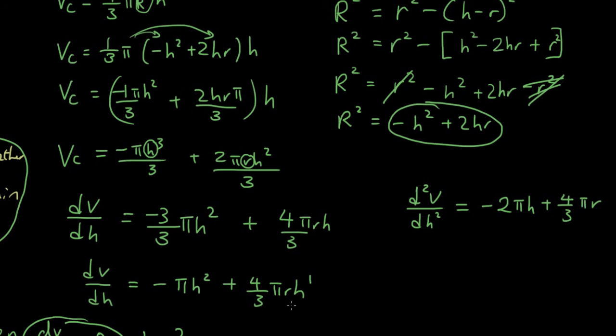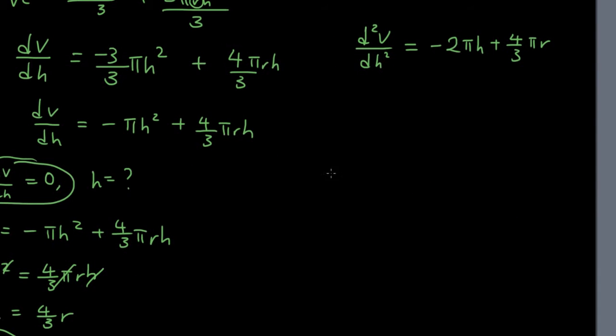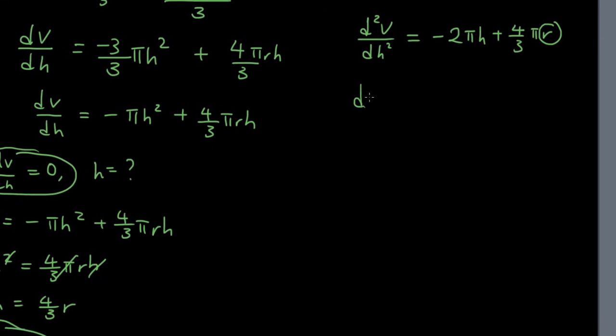Because h is to the power of 1, if I move the power to the front and minus 1 from the power, h disappears. So that is the second derivative of the volume with respect to the height. Let's now substitute in what r is in terms of h into the equation, so we can find an actual value for d²V over dh squared. So d²V over dh squared would be negative 2 pi h plus 4 over 3 pi.